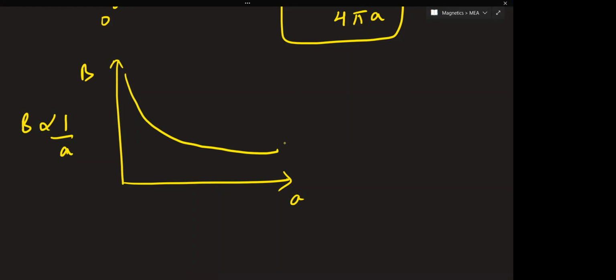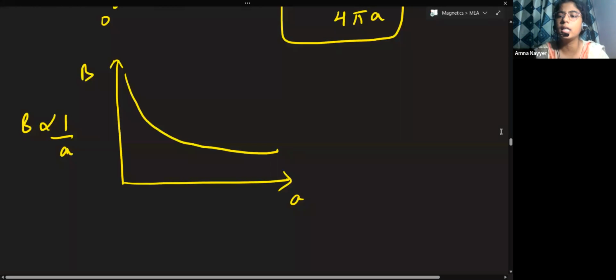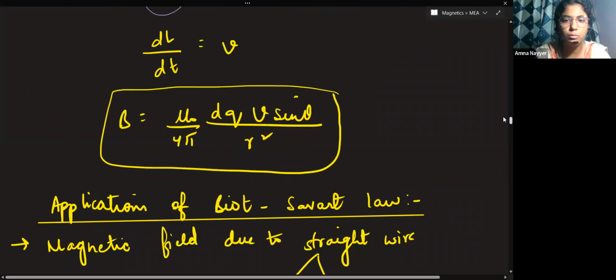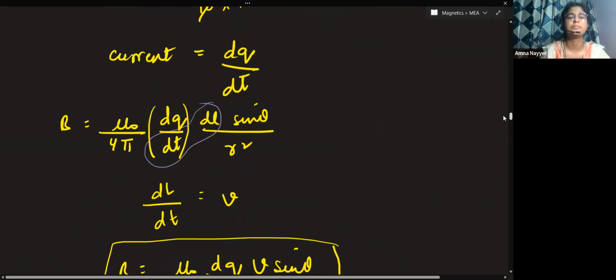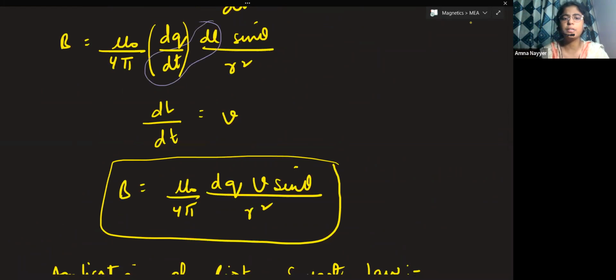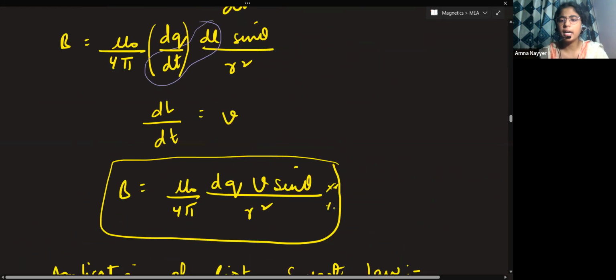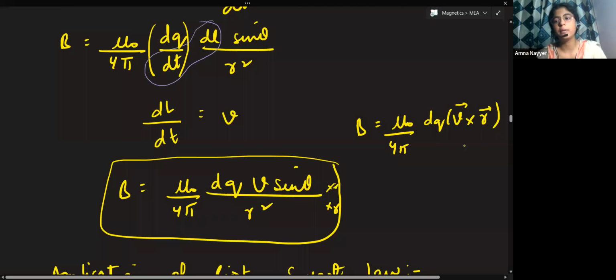Clear? Yes. Do one thing before we move on to anything, just note it down. Otherwise, everything will get mixed up. Start noting it down, then we'll move on to different things. This you have written from current. And if it has to be represented in vector form, multiply and divide by r, this becomes r cube. B will become mu naught by 4 pi, dq, v cross r divided by r cube. This is in vector form.